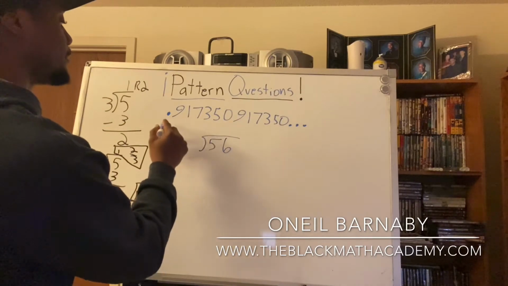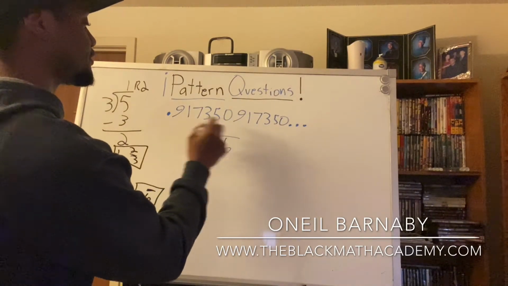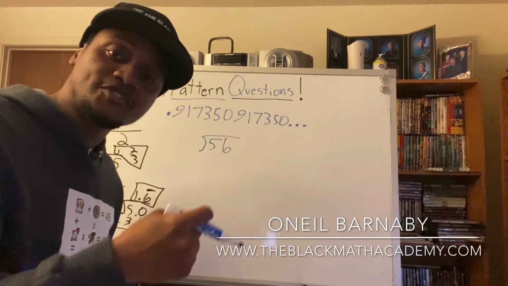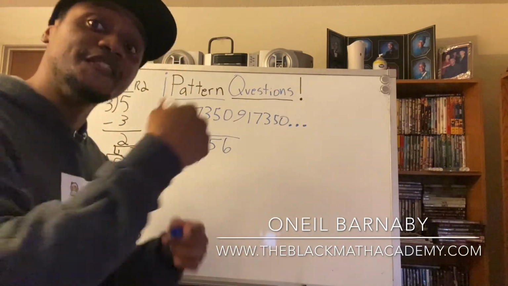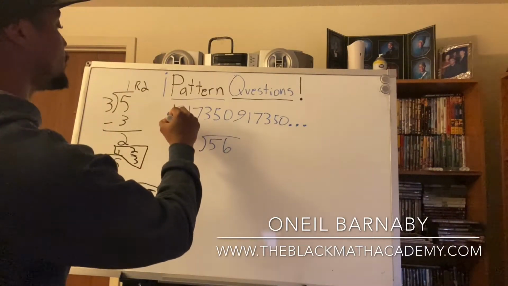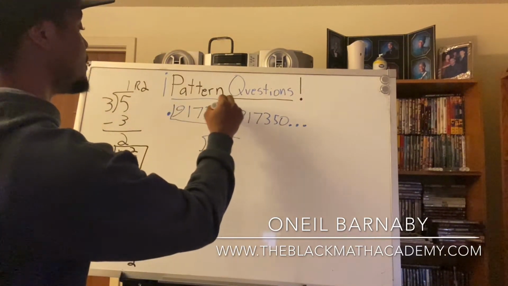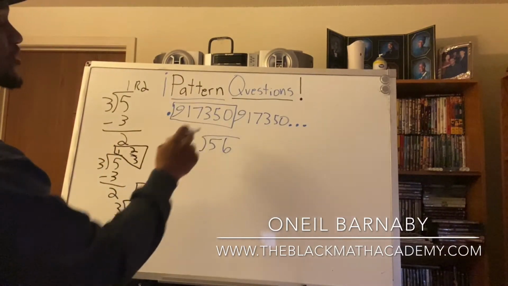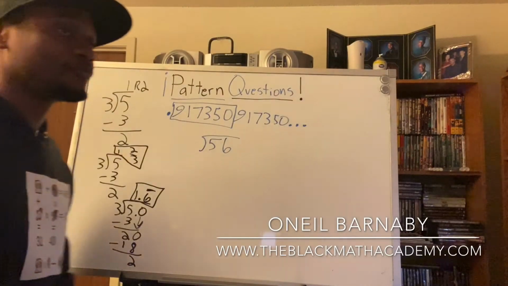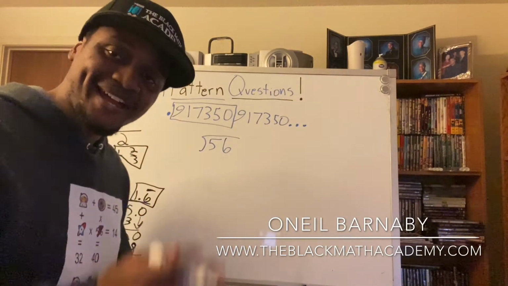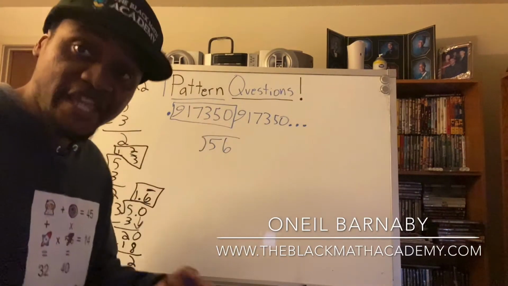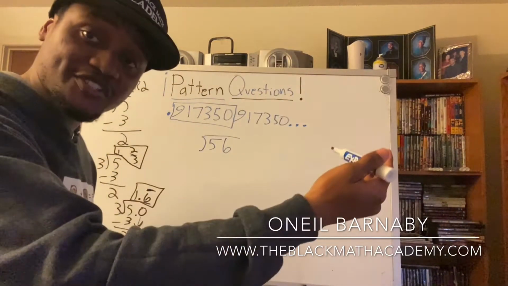So there are 12 numbers total, but we want the number of numbers in the pattern, not in the decimal itself. So if you look carefully, 917350, these 6 numbers is what's repeating over and over again. So the number we're dividing by is not 12, but 6, because these are the actual numbers that make up the pattern before it starts to repeat itself.